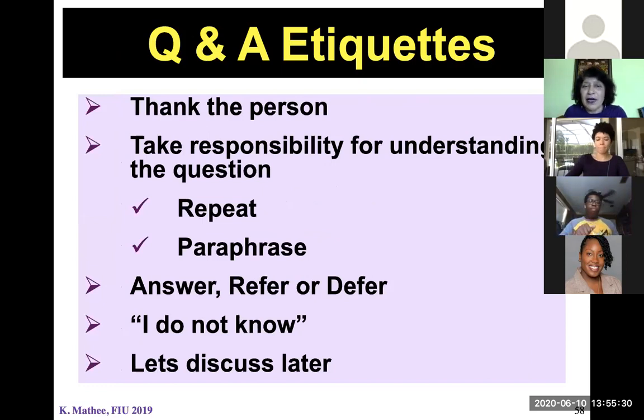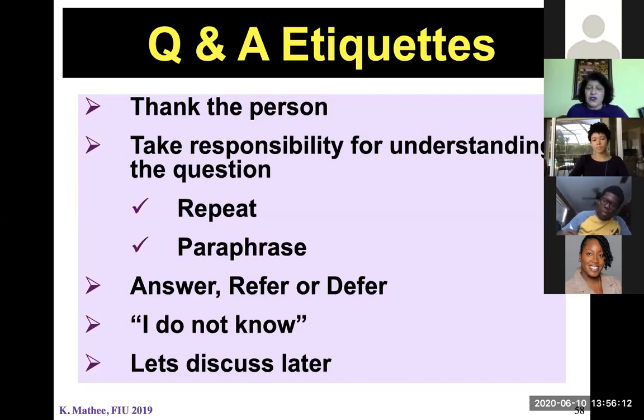So how do you handle question and answer? You always start by thanking the person. Thank you for the good question. And take responsibility for understanding the question. What does that mean? You repeat the question to make sure you understood what was posed. And you rephrase it. You don't have to use the exact phrase, because when you rephrase it, you understand the question better. And it also gives you a huge advantage. It gives you time to think about the answer.